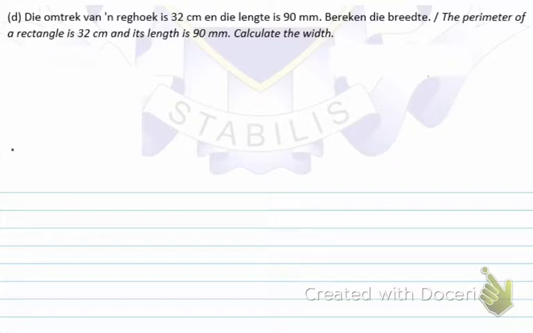In English, the perimeter of a rectangle is 32 centimeters and its length is 90 millimeters. Calculate the width. But again, there is a problem because we're working with centimeters and millimeters. So let's convert that millimeters to centimeters. We know that 90 millimeters is equal to 9 centimeters. So instead of using the 90 millimeters, we're now going to use the 9 centimeters.